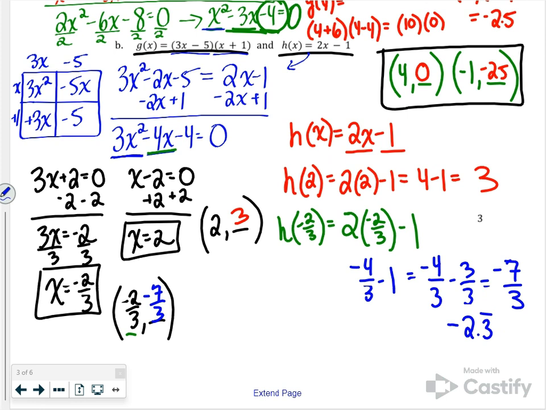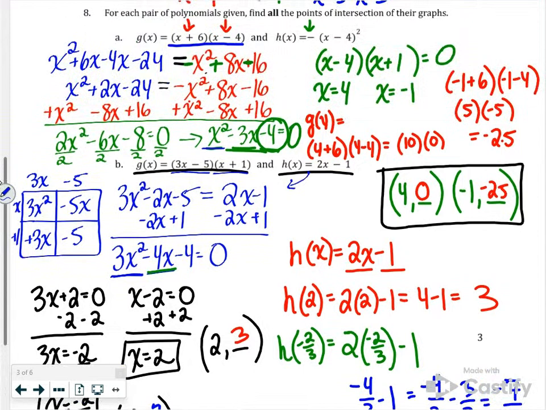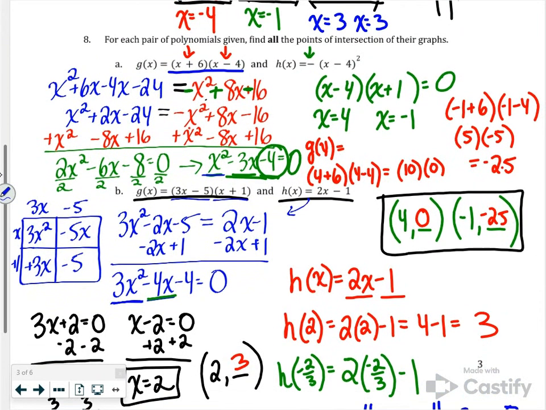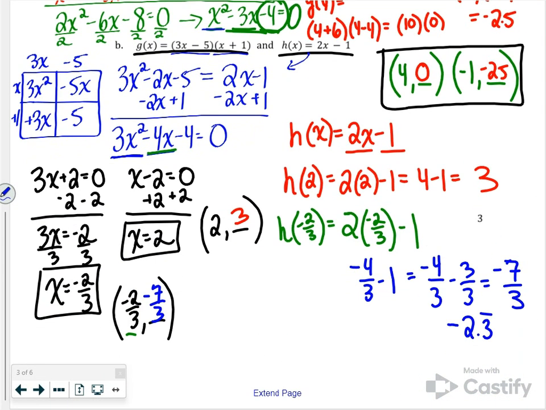And I will confirm this on Monday, but I do not believe that you will be dealing with any x values that are fractions on your test. You would be more likely to see something like number 8a, not number 8b. Okay, but 8b is definitely the harder of the two of those. So overall, your answers for this question are going to be negative 2/3 comma negative 7/3, and 2 comma 3 are your answers.